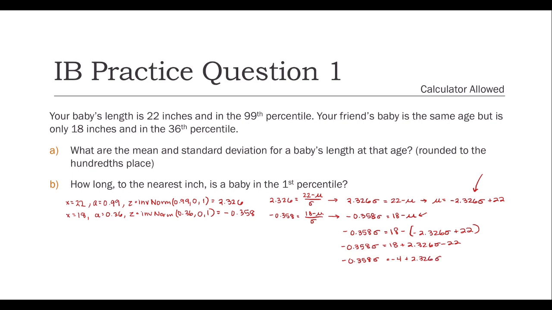We'll subtract 2.326 times the standard deviation from both sides to get negative 2.684 times the standard deviation equals negative 4. And then if we divide both sides by negative 2.684, we get that the standard deviation equals 1.490. Then we can plug that into this equation here. So we get mu equals negative 2.326 times our standard deviation, which was 1.490, plus 22, which equals 18.534 inches.